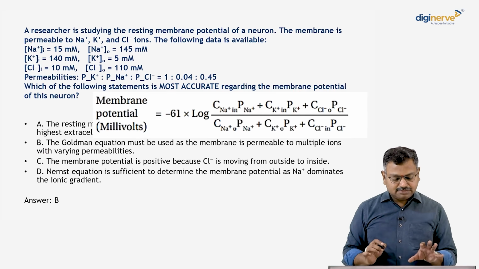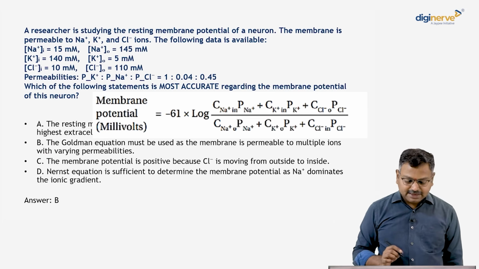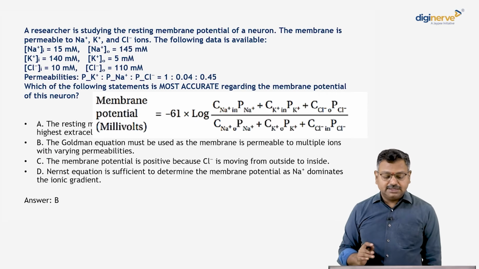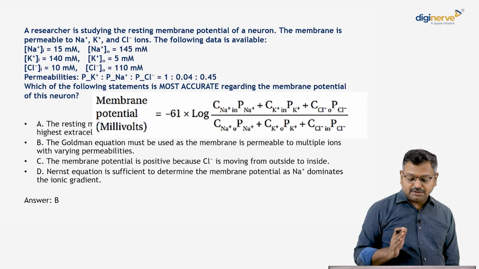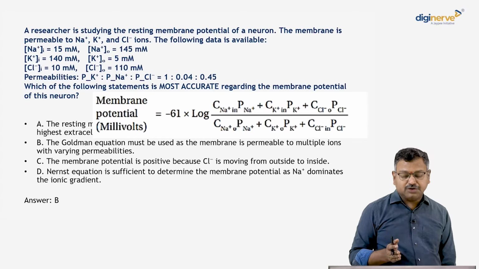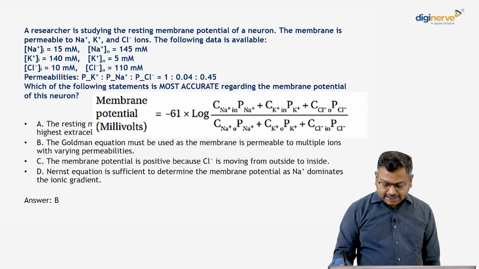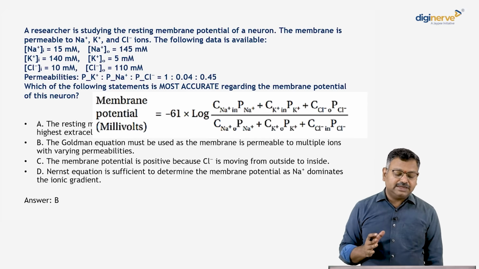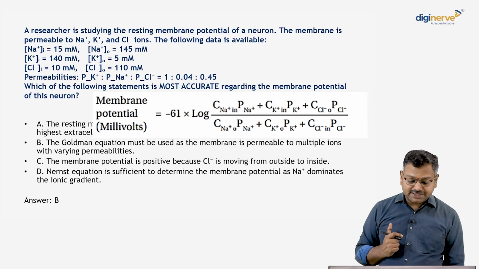So you have the membrane potential in millivolts that it is giving us. It is a log of the intracellular and extracellular sodium, multiplied by the permeability coefficient that you are taking, and this is the formula which is computed, and that is how it is going to tell you the value of the membrane potential that you would see here.